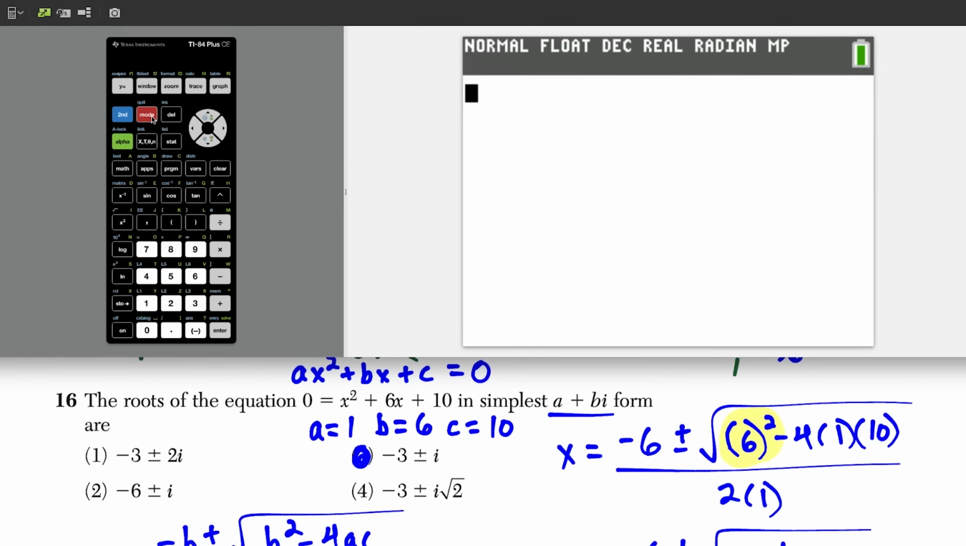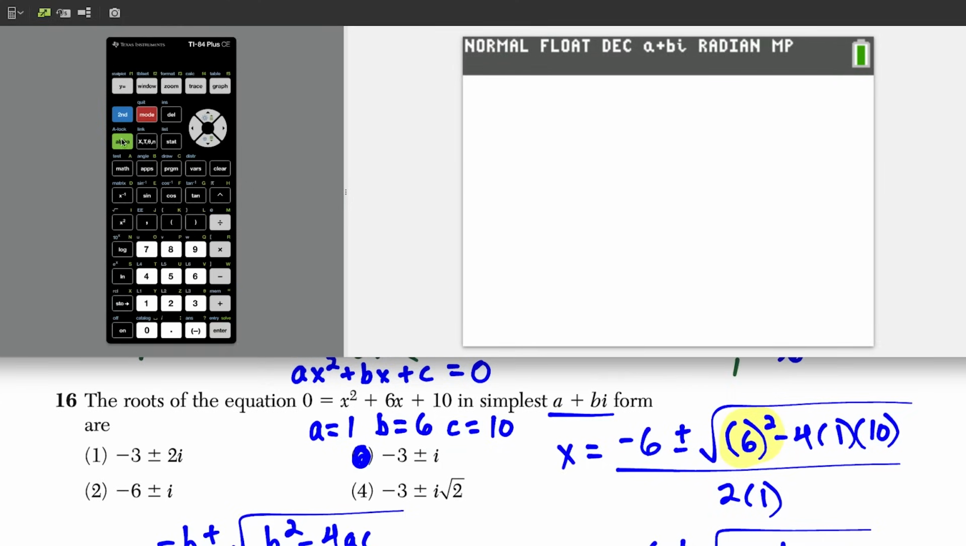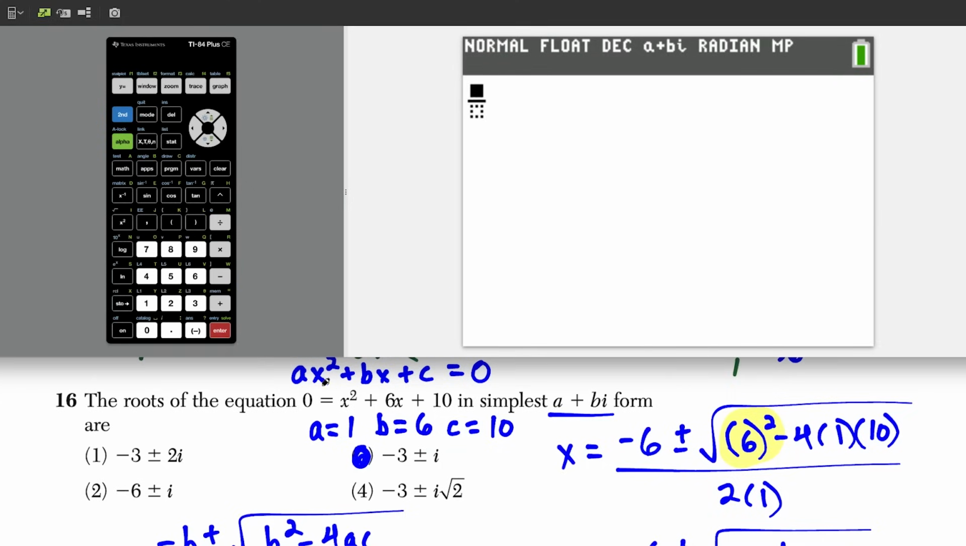But one more thing we could do here, we could go over to mode and we could switch the numbers from real to a plus bi. And what I could do is I could just type these roots in one by one. So I'm going to press alpha y equals enter. And I'm going to write in this entire numerator. So we have negative 6 plus or minus, but first I'll write plus, and then I have the square root of, and I'm going to put parentheses here, just like I said before, that if I leave the parentheses off for negative numbers, that's going to throw everything off.